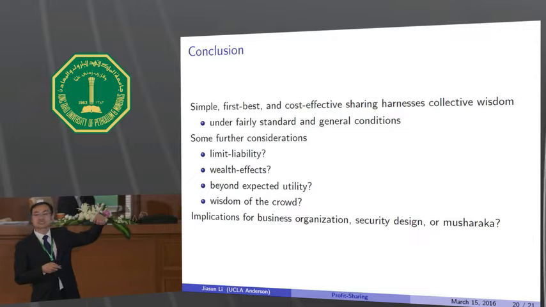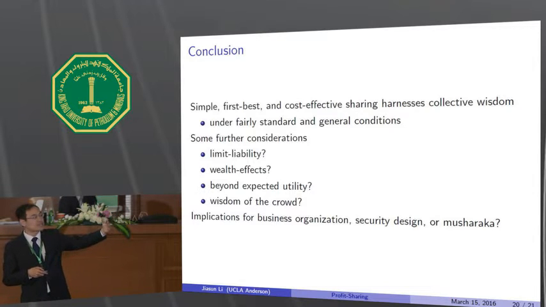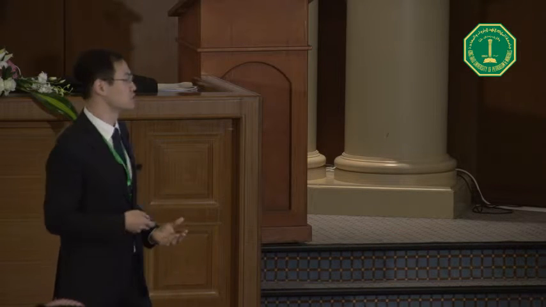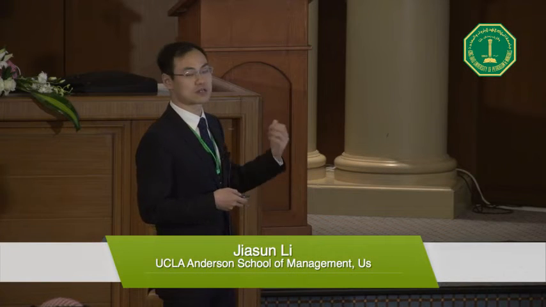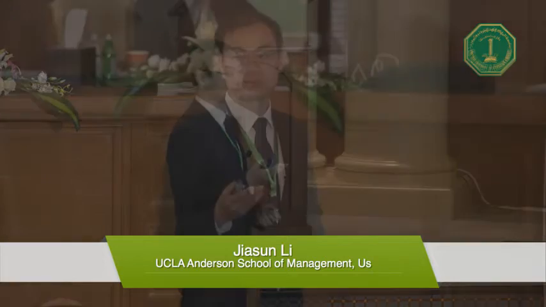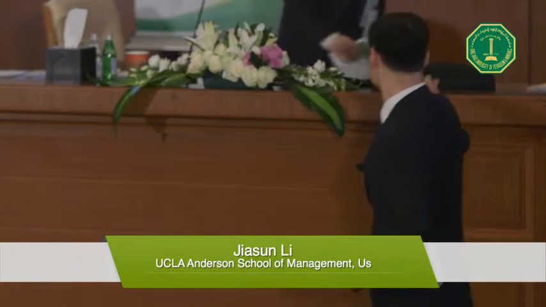But the punchline is that if we look into the most standard assumptions that we can find in information economics, it seems that a very simple profit-sharing contract achieves some somewhat surprising but optimal sharing rule. So I think the implications for business organization, security design, and musharaka, I will leave that to open discussions after the talk. And thanks.